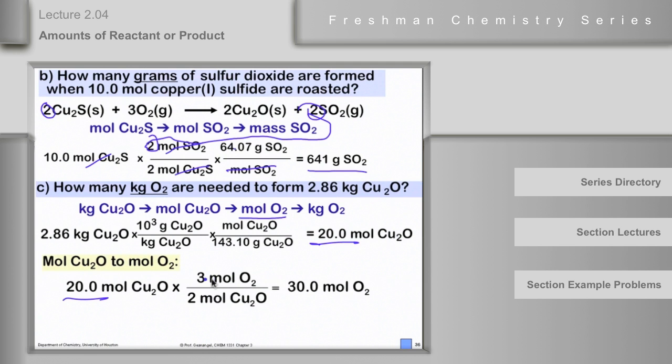So this is 3 moles of dioxygen in the balanced chemical equation per 2 moles of Cu2O. And once we do that, the moles of Cu2O cancel, and we get an answer of 30 moles of oxygen. Everybody with this all right so far? You could do this all in one line, but I'm taking it apart step by step to be sure that you're very comfortable with what's going on. Okay? All right?